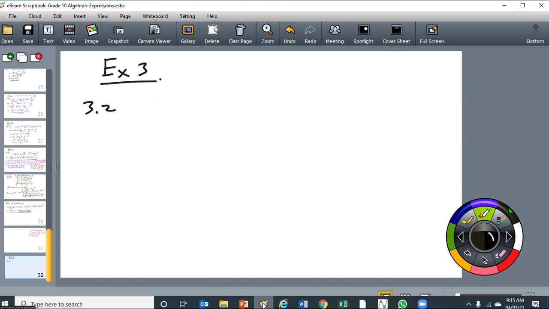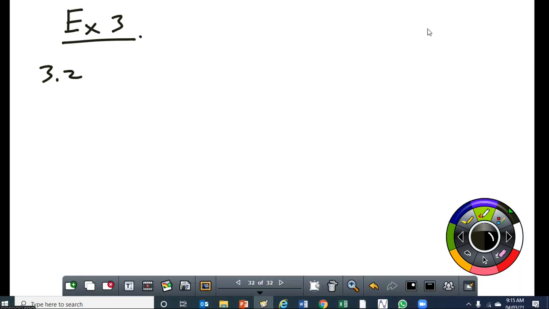So the question is 3ab plus 3a minus 3b minus 3. Alright, so we have got 4 terms there. Now for you to do a question like this one on factorization by grouping, you have to know first how to factorize by a common factor.